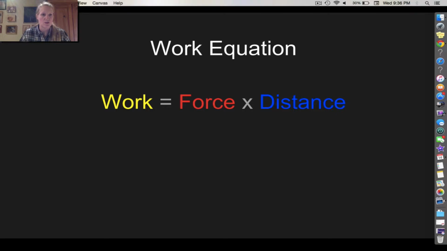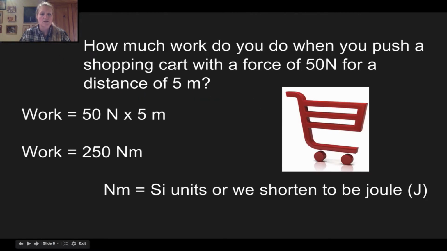So let's go ahead and use this equation to see what happens. How much work do you do when you push a shopping cart and you are applying a force of 50 newtons and you're pushing it for a distance of 5 meters? As straightforward as the equation says, force times distance, you would multiply 50 newtons times 5 meters, and you would get a handy-dandy 250 newton times meter. Newton times meter is an SI unit, okay, but we shorten it to be a joule, and we use the capital J to represent that joule. Okay, let's look at another example.